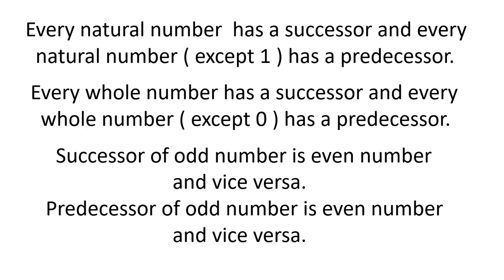Another thing is, the successor of an odd number is an even number, and vice versa. Vice versa means the other way around. It means the successor of an odd number is an even number, and the successor of an even number is an odd number. Similarly, the predecessor of an odd number is an even number and vice versa, which means to say that the predecessor of an even number is an odd number.